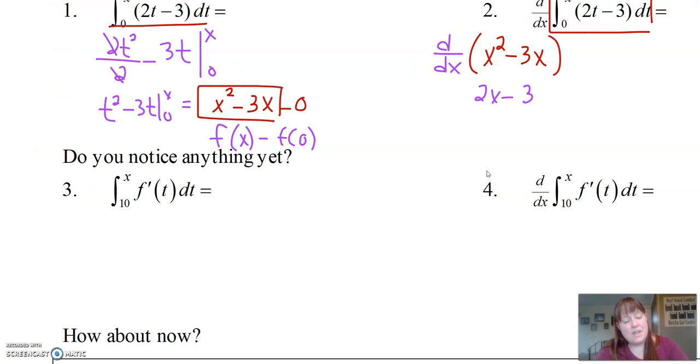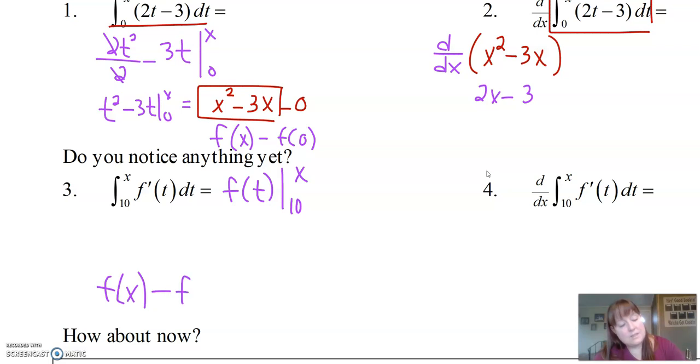Here's some function f prime of t. We're going to find the derivative of the integral from 10 to x. So we know that if we have f prime of t here, we're going to go up one step. So that's going to be f of t evaluated from 10 to x. And because of the fundamental theorem of calculus, we know that that's f of x minus f of 10.